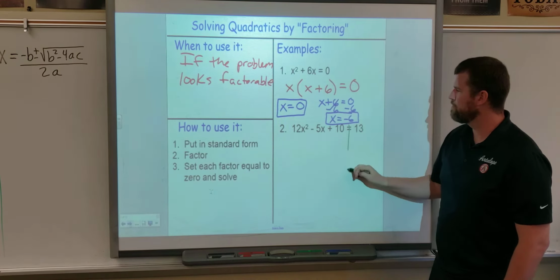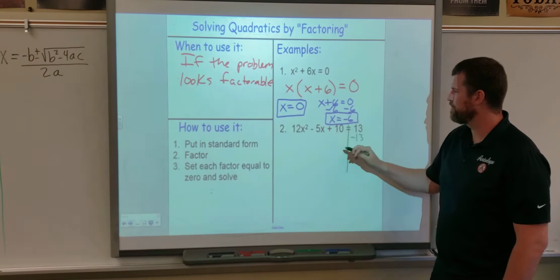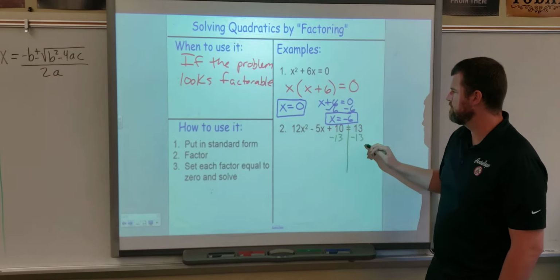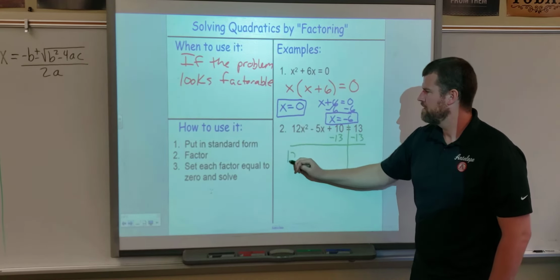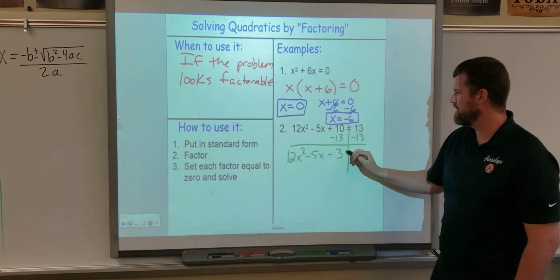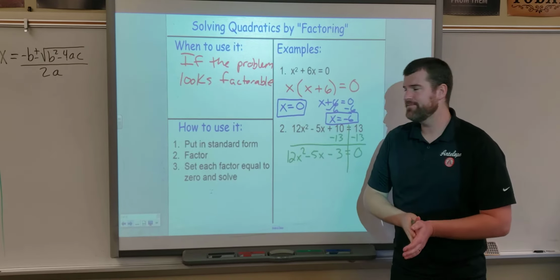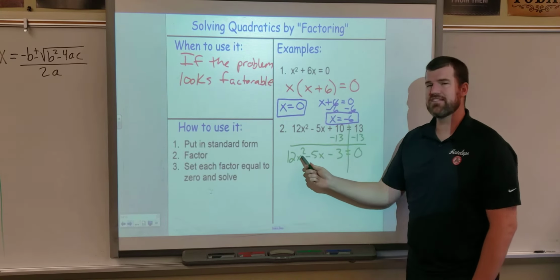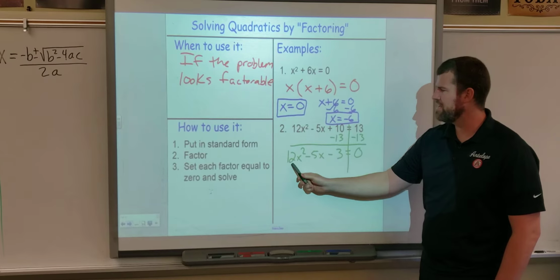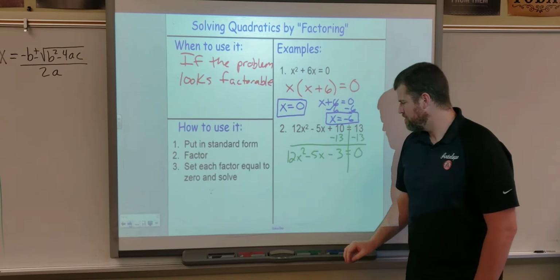So the first thing we want to do is turn this into a 0. So we're going to subtract 13, and what we do to one side, we must do to the other. 12x squared minus 5x minus 3 equals 0. Then we're going to factor it. And I can look for a GCF, a greatest common factor, but there is no common factor for those 3 terms. So I'm going to go straight into the box.